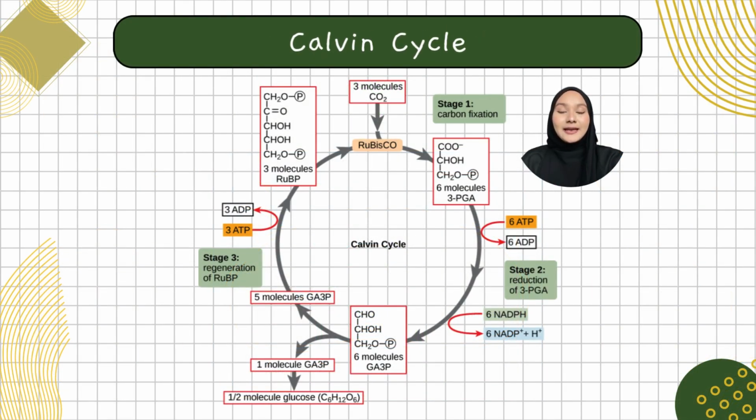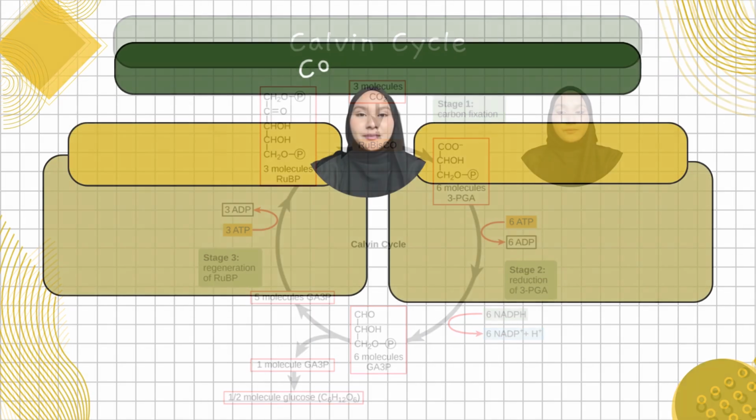Let me explain the Calvin cycle in more detail. There are 3 main steps. First, carbon fixation, where carbon dioxide is combined with RuBP using the enzyme rubisco. Second, reduction, where ATP and NADPH are used to turn the molecule into G3P, a sugar. Third, regeneration, where RuBP is regenerated so the cycle can continue.